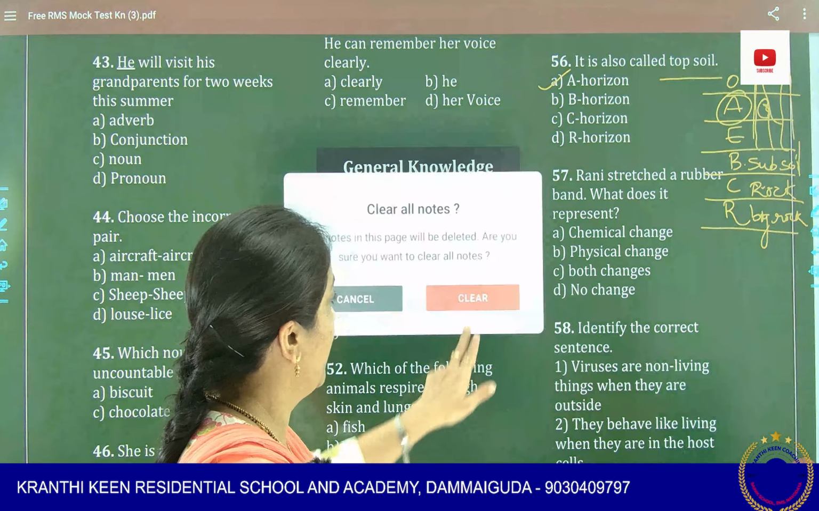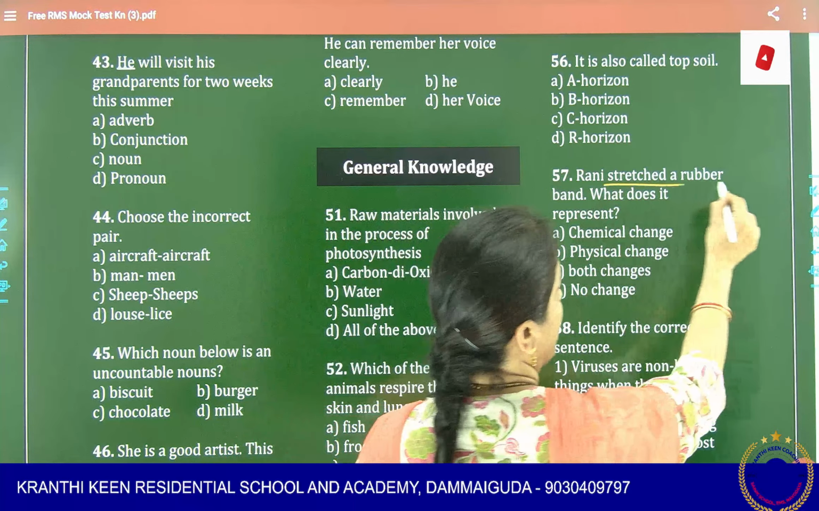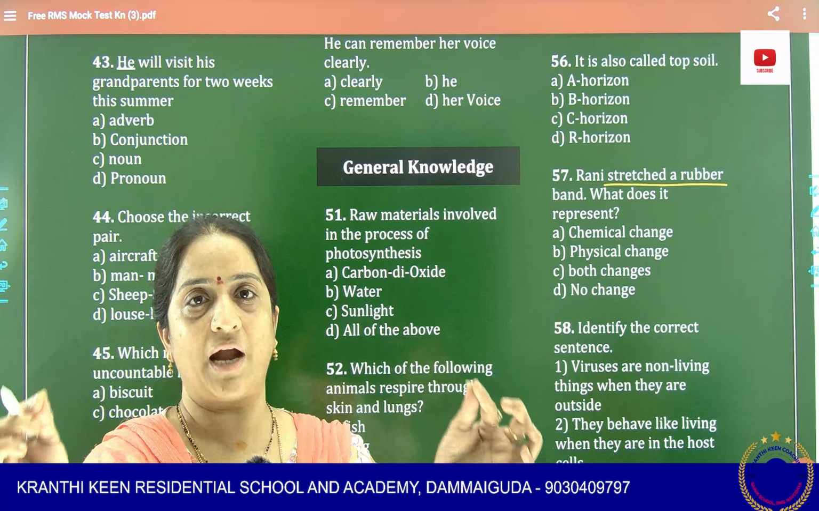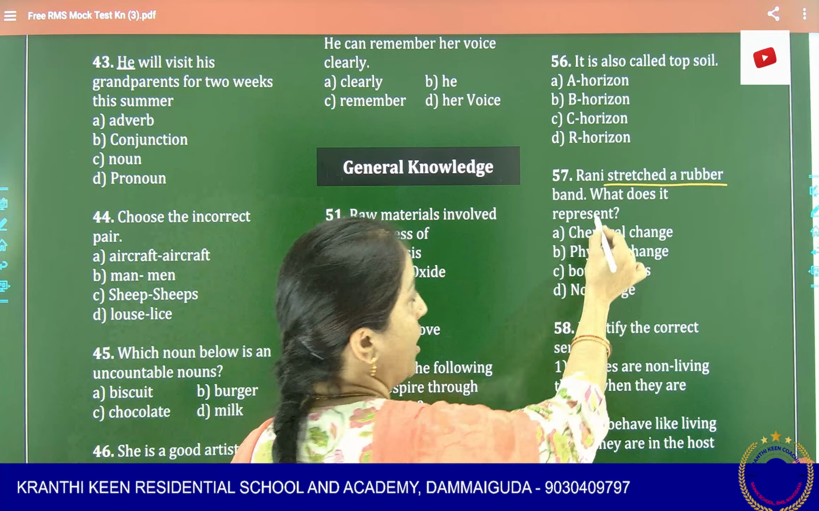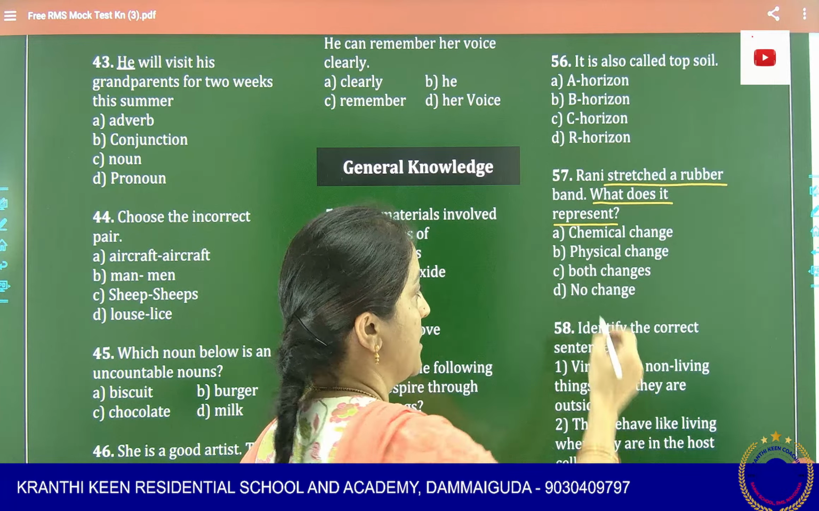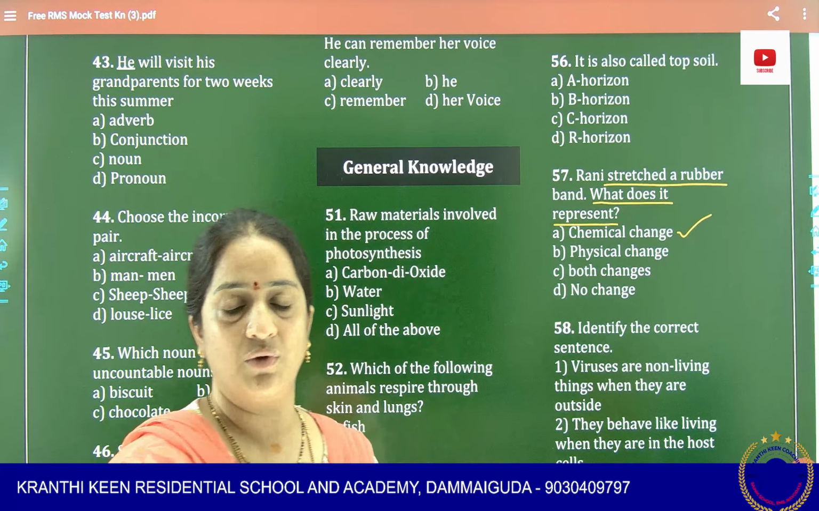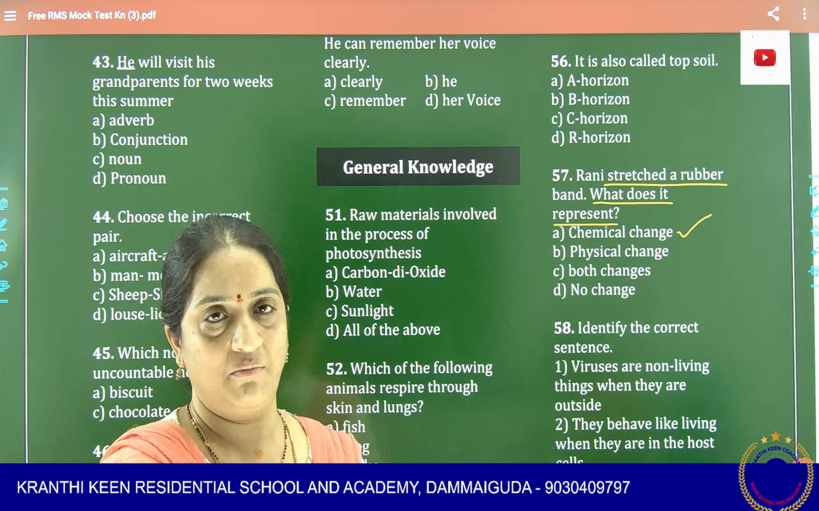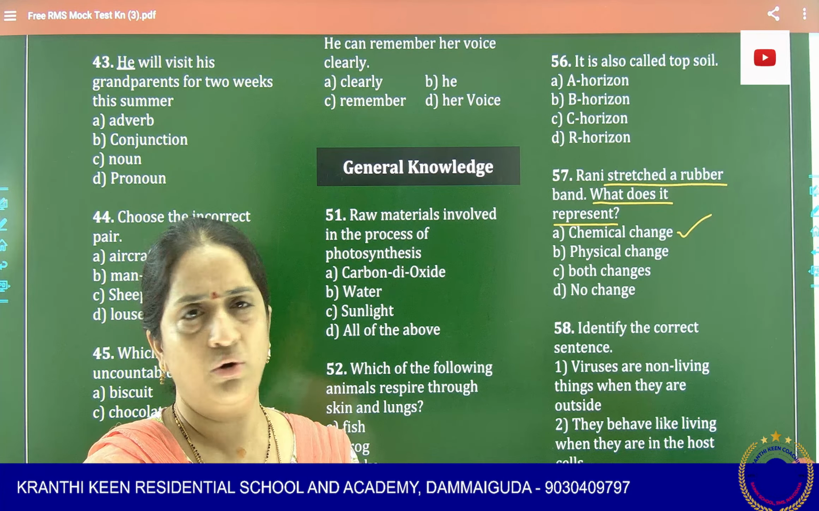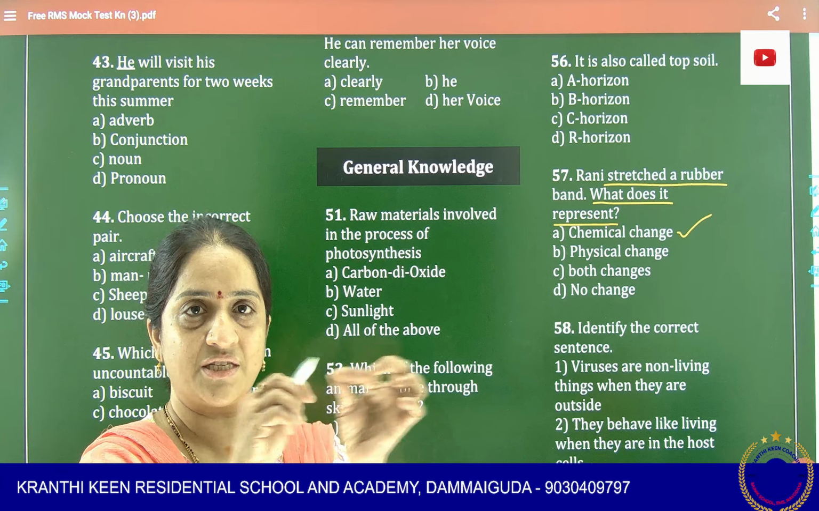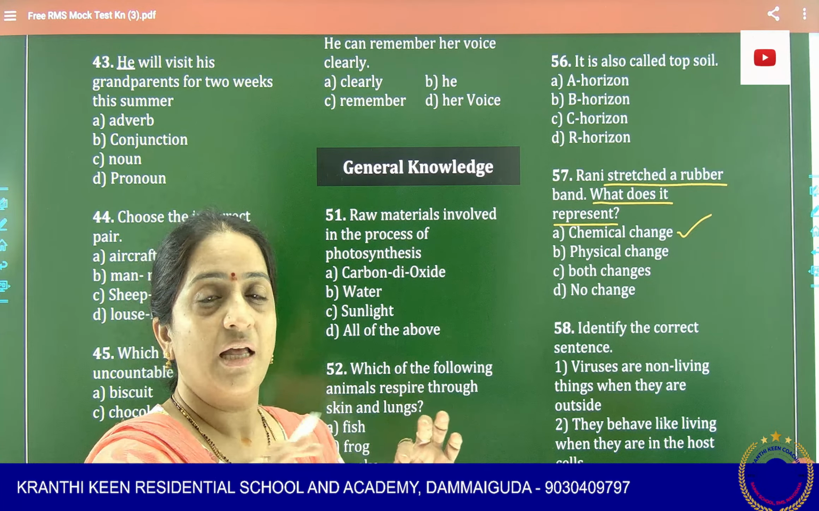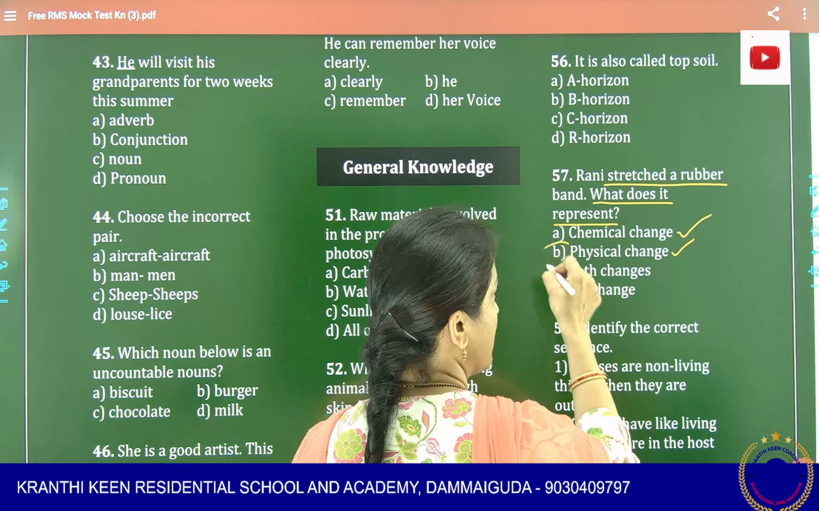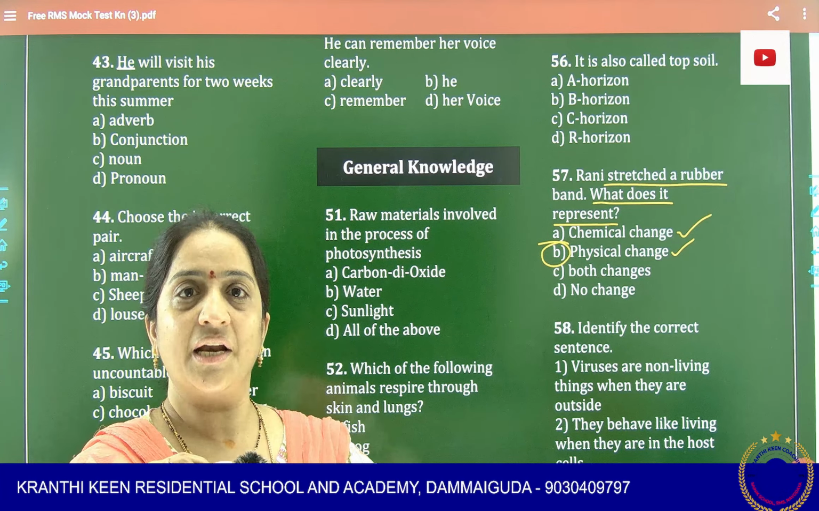Next, moving to the next one, Rani stretched a rubber band. So when you stretch a rubber band and if you release it, it comes back to its normal position. So what does it represent? Let us see the options. A, chemical change. What chemical change will be there? Chemical change is nothing but any new product will be produced. No new product will be produced when we stretch a rubber band, right? So the change of shape in the rubber band will happen. Yes, the physical change. Physical change will be there and it is a reversible change.